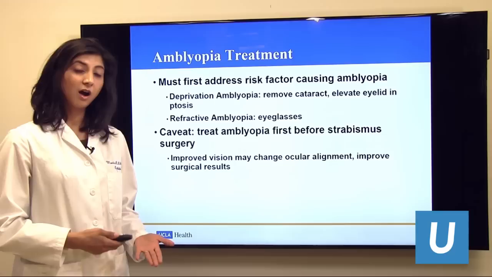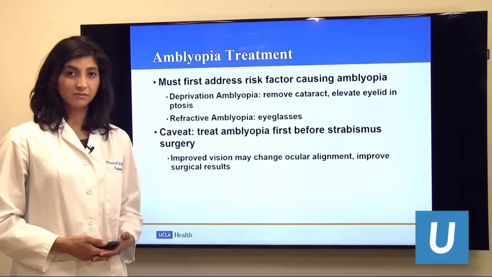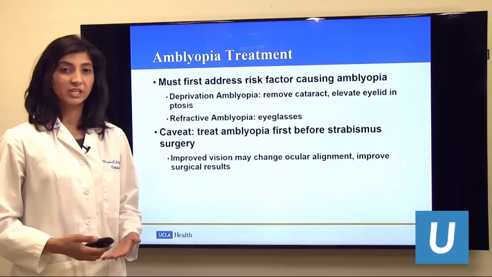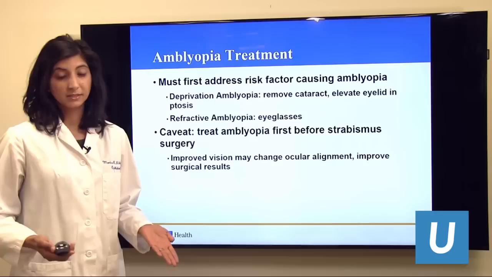Now, the one caveat to this rule is in the case of strabismic amblyopia. In this case, we want to treat the amblyopia first before we would consider any type of strabismus surgery. The reason for that is we know that the better vision that children have going into surgery, the better chances they have of having good surgical results after. In addition to that, by having good vision, that can also change the strabismus that children have, so much so that perhaps they don't need strabismus surgery in the future.